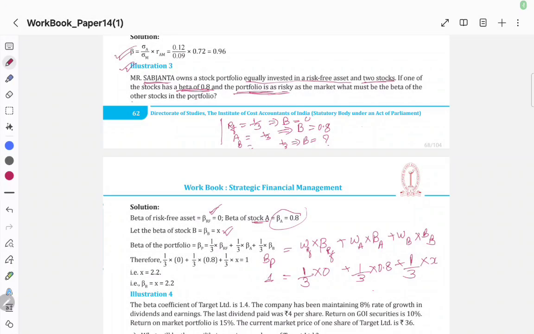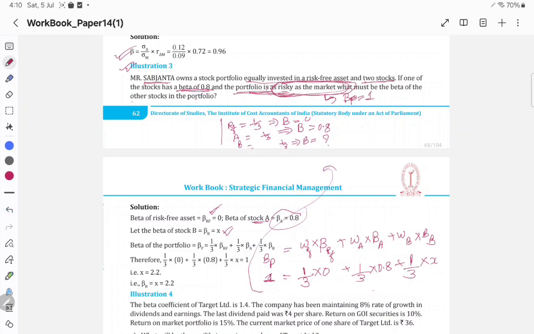Proceeding with this question, since the portfolio was as risky as the market, as far as I remember it was written over here somewhere. When it is written in these terms, this means that the beta of the portfolio is always 1. So here the beta of the portfolio is 1. You solve it and find the X value. Let's solve it here so that if you face any issue, you can see the solution and it will be helpful for you.